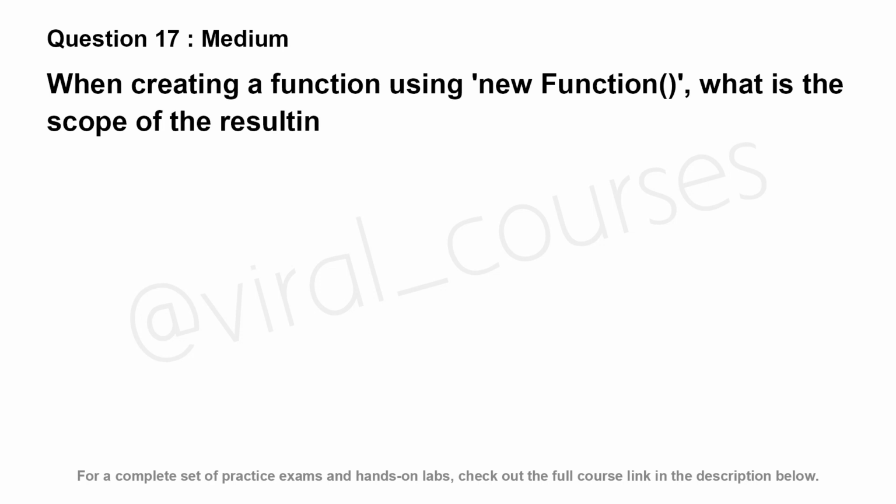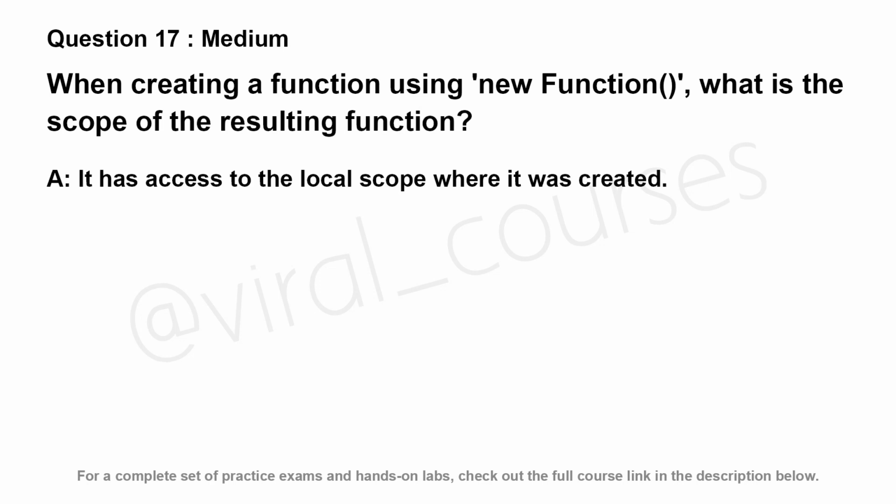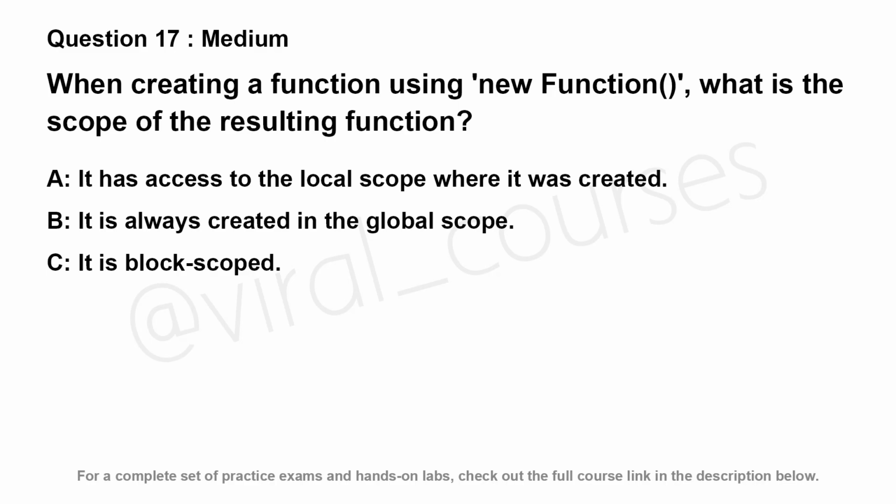When creating a function using new Function, what is the scope of the resulting function? Option A. It has access to the local scope where it was created. Option B. It is always created in the global scope. Option C. It is block scoped. Option D. It has no scope at all.